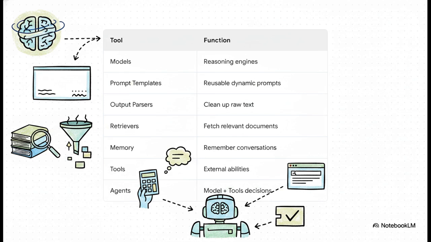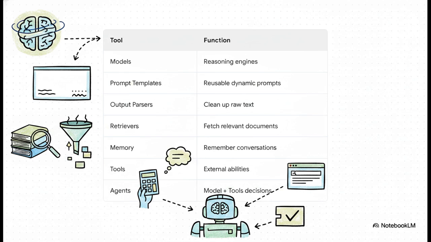Next are prompt templates. Instead of hard-coding text every single time, think of these as reusable forms where you just fill in the dynamic variables. Then we have output parsers. You see, AI models usually spit out messy, raw text. Parsers act as a translator, cleaning that text up into structured data your application can actually use.